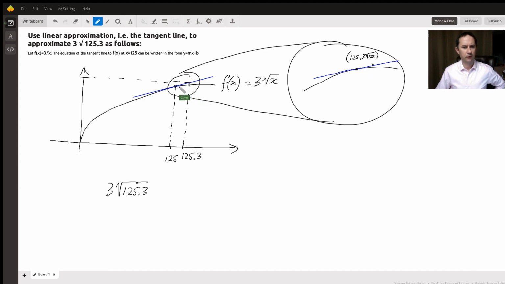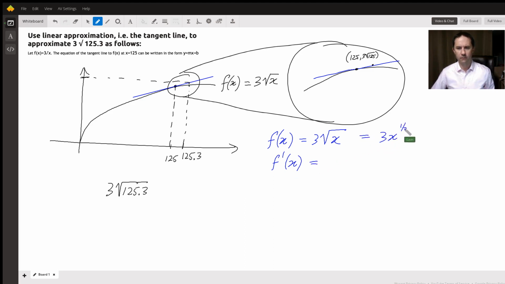So let's try and get a tangent line. Let's find this blue line. So firstly, we need the slope of that line using differentiation. The function's actually the cube root of x, which is x to the power of a third. So the derivative, we bring down the power and subtract 1 from the power, which equals 1 divided by 3 times x to the power of negative two thirds. That's the derivative.